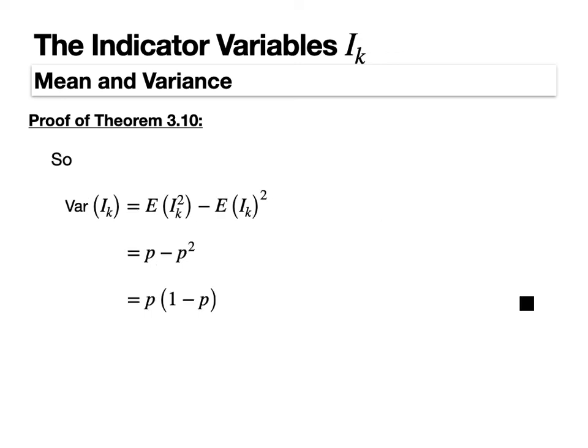And from that, you can find that the variance of I sub k is P times 1 minus P. And we're using here, in this little derivation, the fact that the alternate formula for the variance of any random variable is the expected value of the square minus the square of the expected value. So we just calculated the expected value of the square as P. The expected value of I sub k is also P, so when we square that, we get P squared. So you have P minus P squared, or P times 1 minus P.